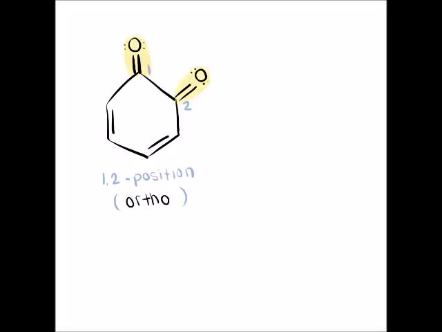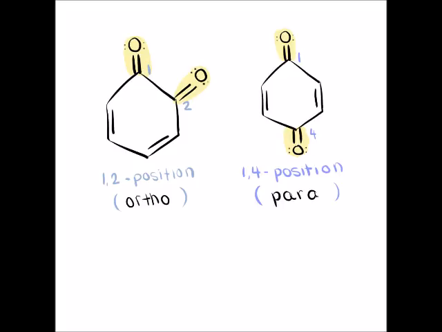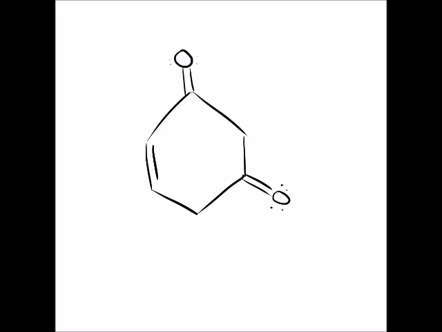Today we are talking about the formation of benzoquinones and their properties. Benzoquinones can be formed at the 1,2 position, the ortho position, or they can be formed at the 1,4 position, the para position. However, they cannot be formed at the meta position because there isn't a place on the ring to form another bond. Therefore, conjugation within the ring does not occur and aromaticity is broken.